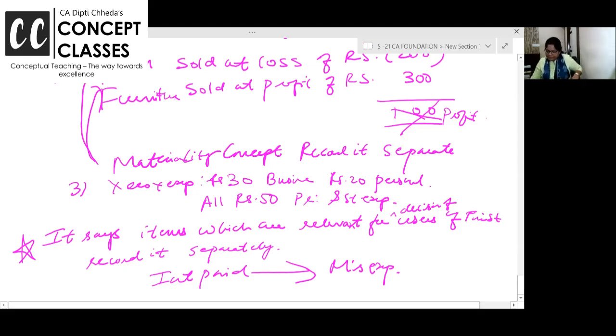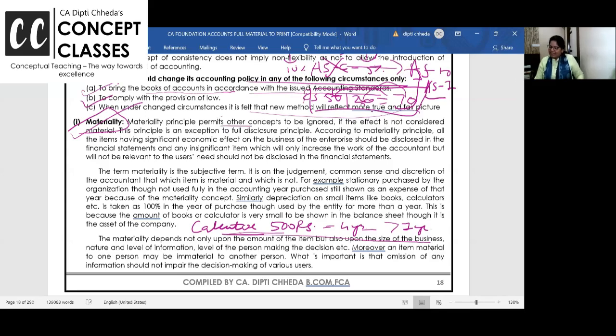Let's move ahead. Right. So that's the materiality concept. See. The principle is exception. According to the principle, all items having, see, exact words, all items having significant economic effect on the business should be disclosed in the financial statement.